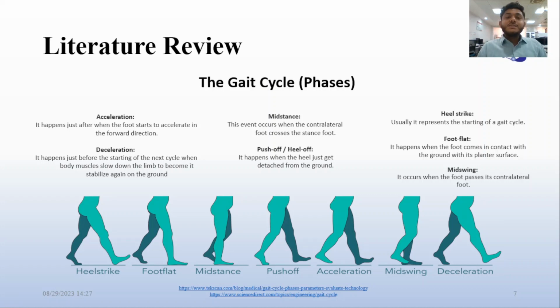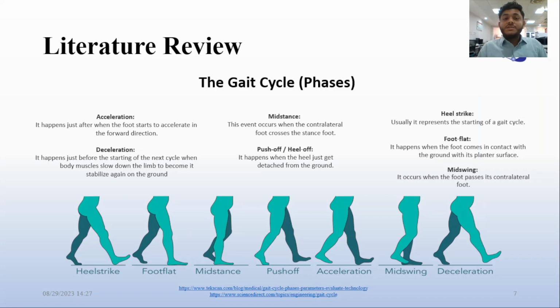So this is basically the gait cycle or the gait phases. Basically, when a person walks, it starts with heel strike. Usually it represents the starting of a gait cycle. Then it is the foot flat, mid distance, push off, acceleration, mid swing, and deceleration. So basically this represents the normal human gait cycle or the gait phases in which a person walks.